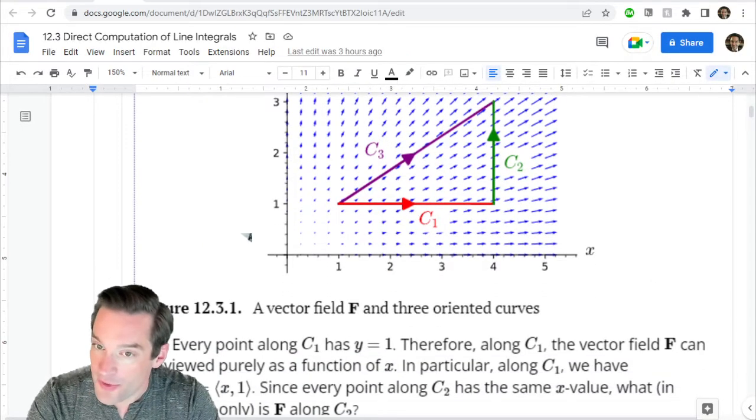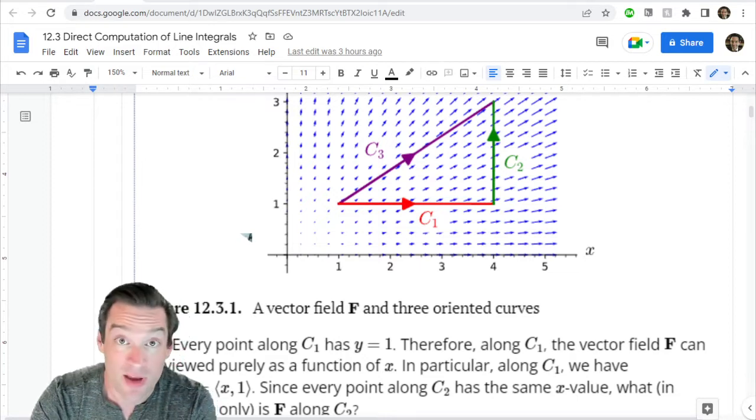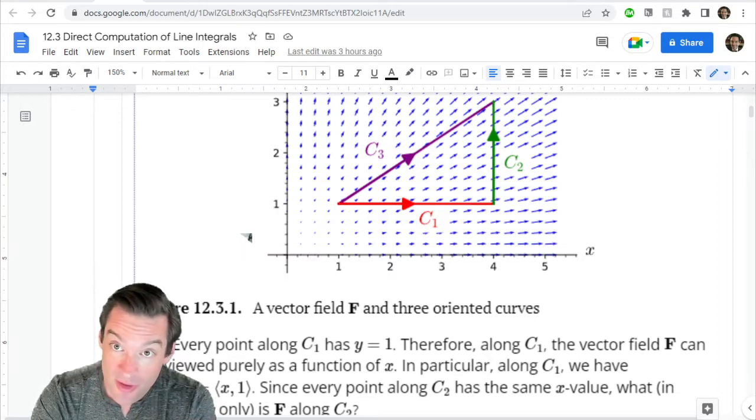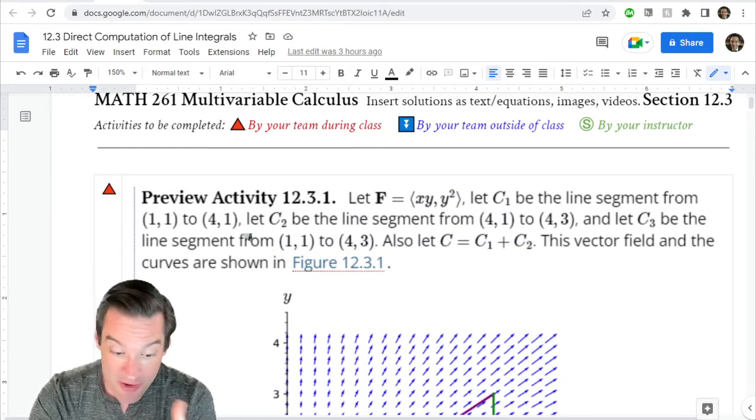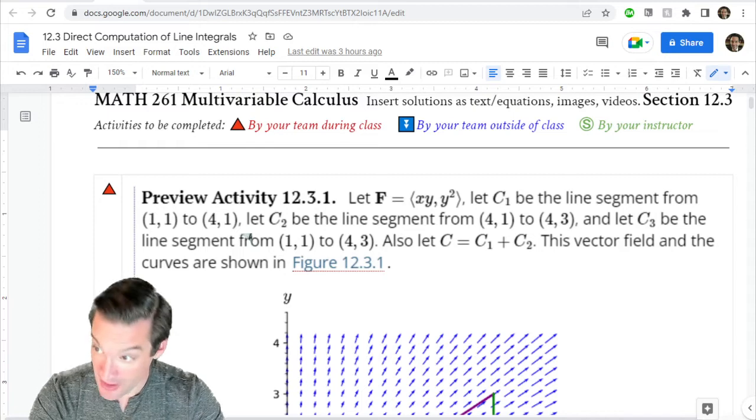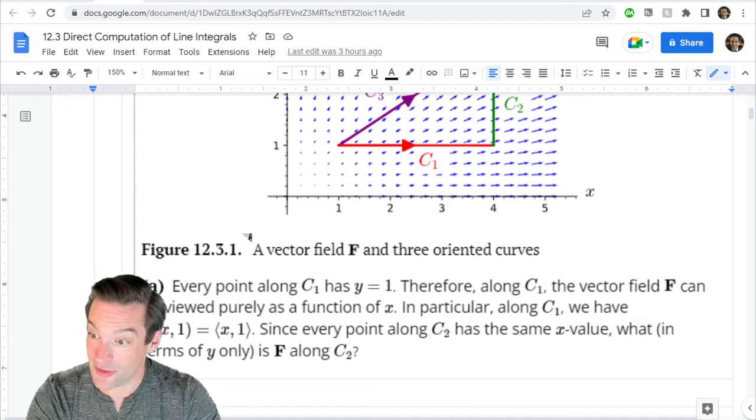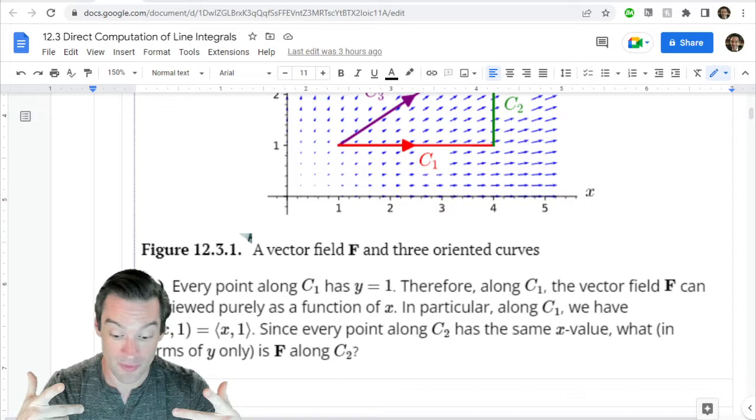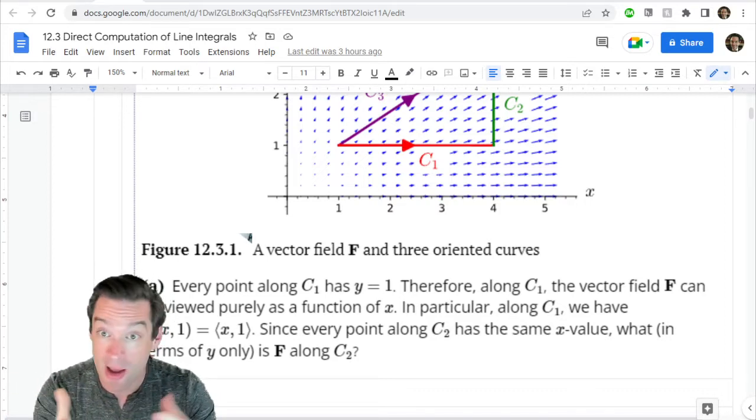If I focus on the bottom side for a minute, the C1 side, what we notice is that every point on that side has a y-coordinate equal to 1. So if we're just traveling along that bottom side, the only y value that we're going to see is the y value 1. So my vector field, at least as far as that segment is concerned, is not xy comma y squared. It's x times 1 comma 1 squared, so it's just x comma 1. There's only one variable that affects the value of the vector field along that path because the value of y is a constant.